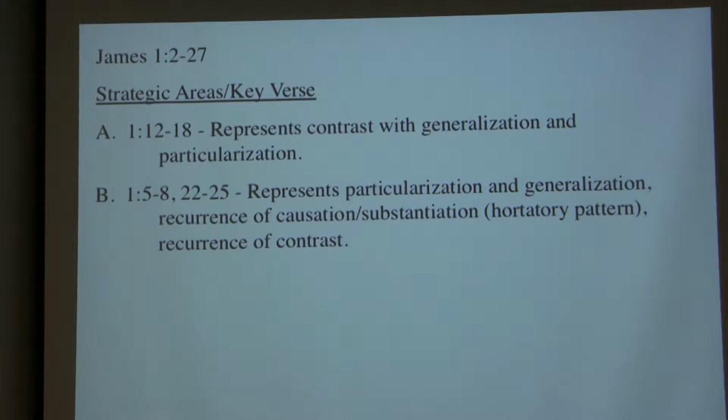And, of course, as we mentioned, verses 12 through 15 generalize what he has said more specifically with regard to endurance and with regard to trials and temptations in verses 2 through 11. And, of course, verses 19 through 27 particularize the general statements that he makes there with regard to deception and to the word in verses 16 through 18.